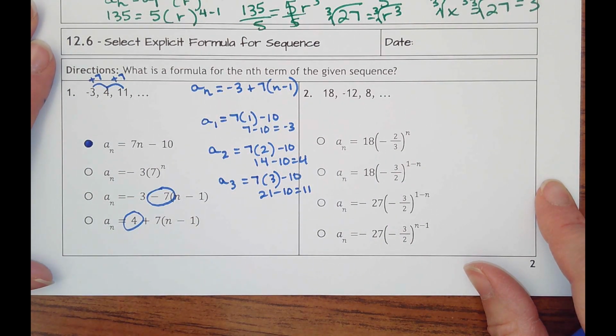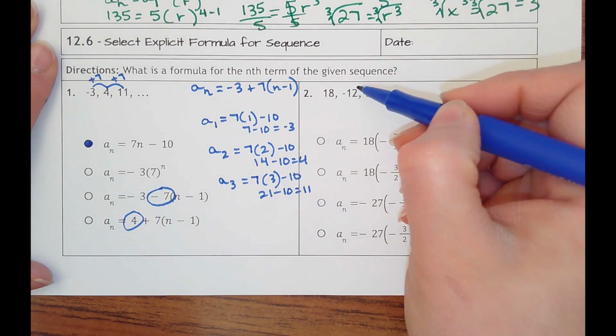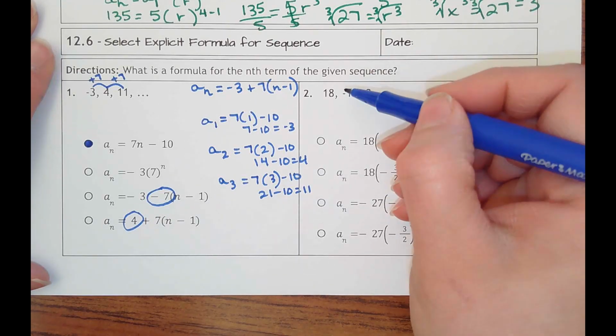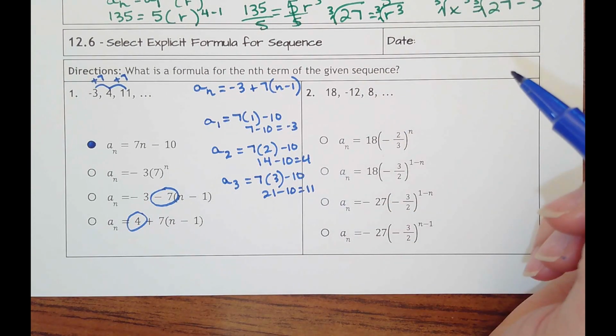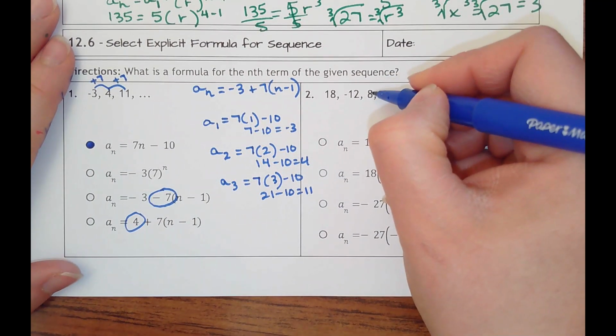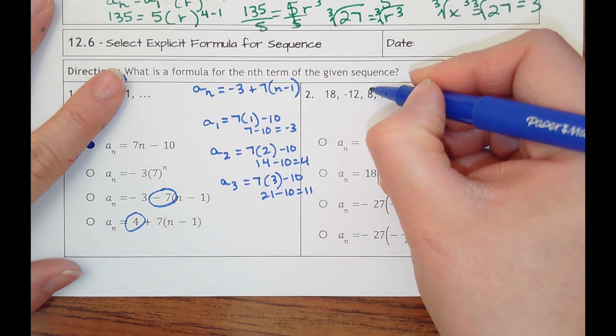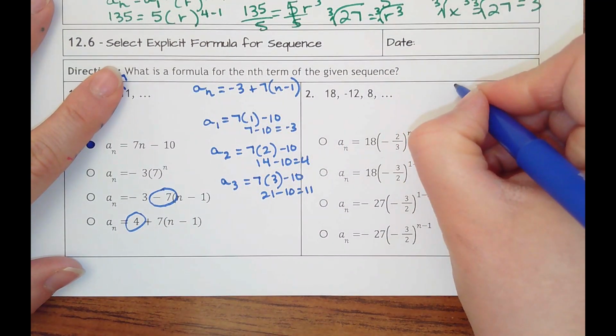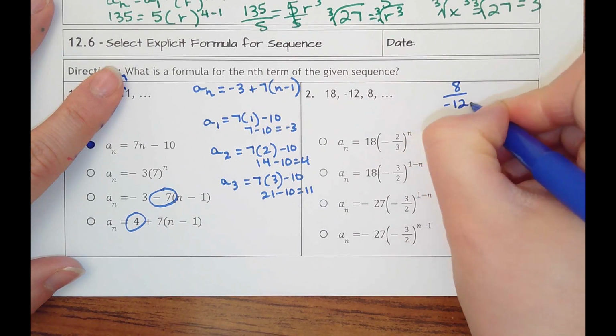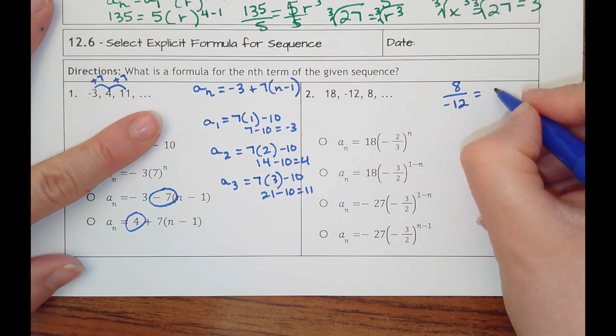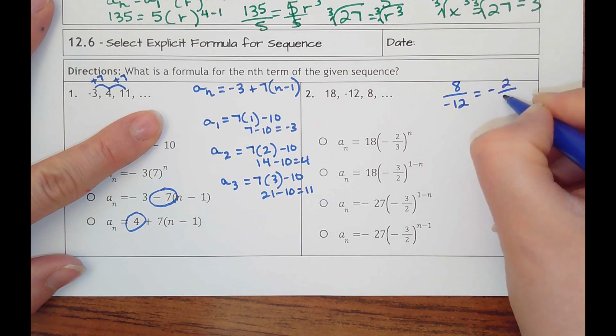Let's try number 2. I go from 18 to -12 and -12 to 8. So that's not going to be a common difference. Let's say I'm struggling with it because I know it's a fraction. I'm going to take 8 over -12 and simplify that. I'm going to divide by 4. So it'd be a -2 thirds.